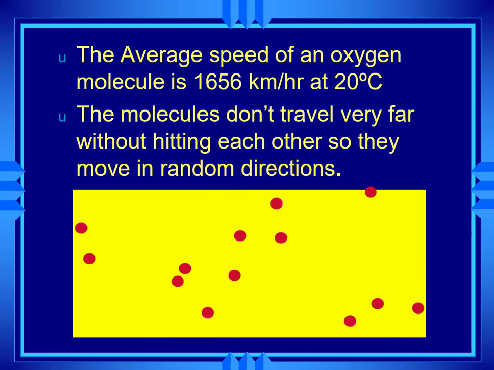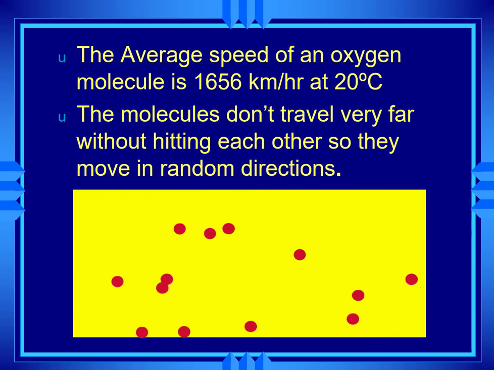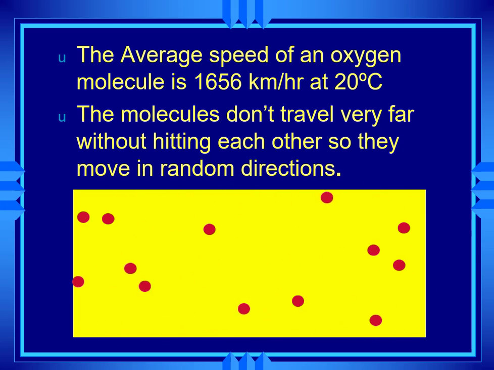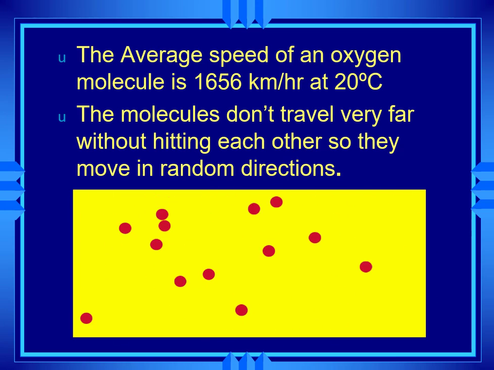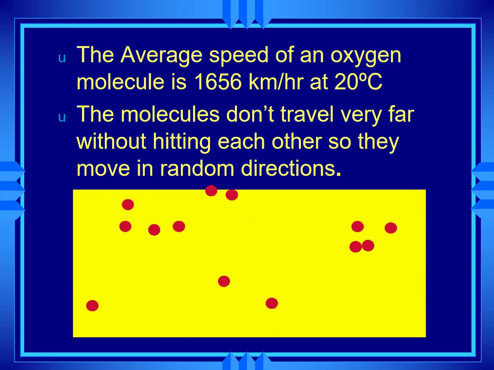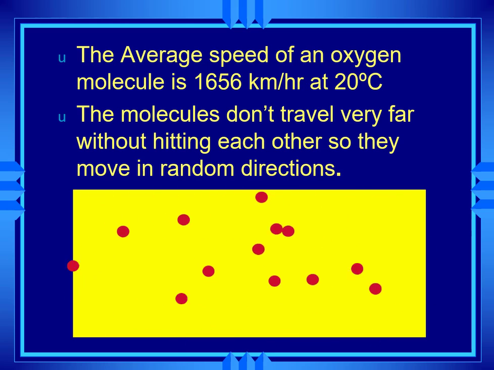Random bouncing spreads them out. And that bouncing we feel as pressure. So if they're moving 1,000 miles an hour and we're getting hit all the time, how come we don't feel something hitting us at 1,000 miles an hour?